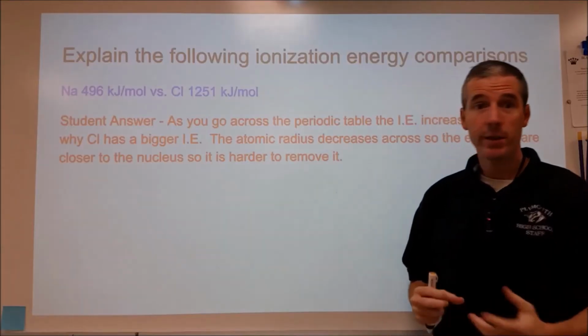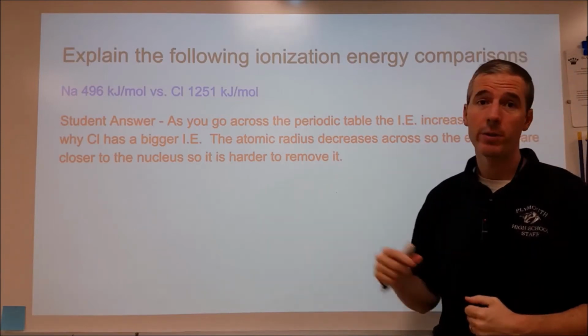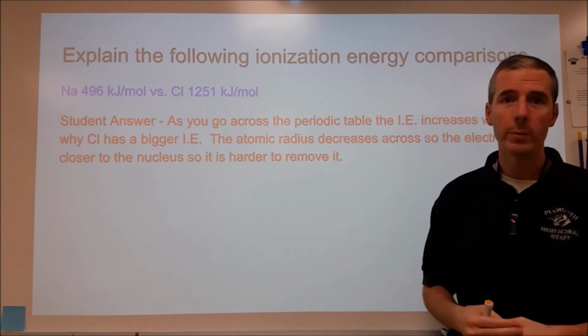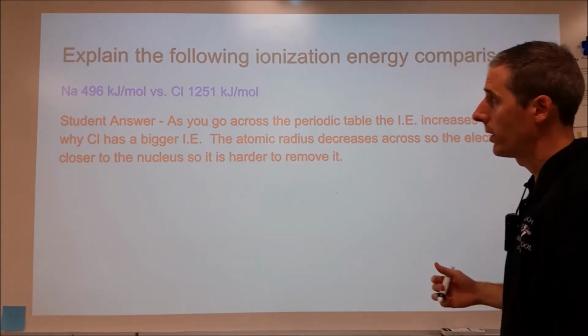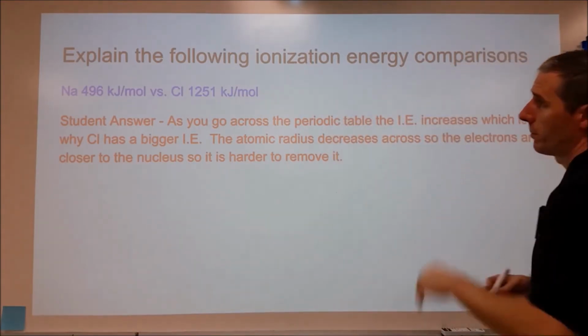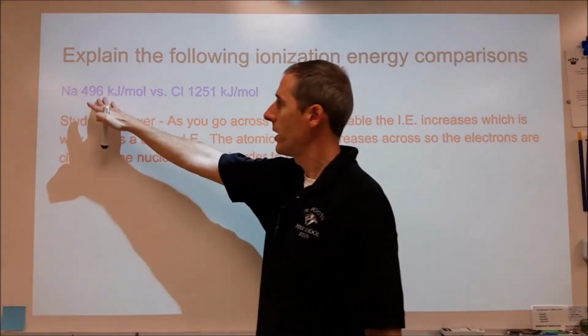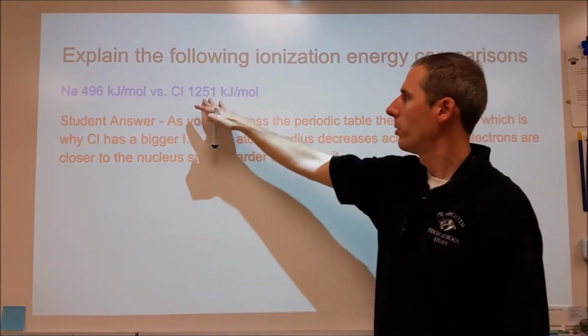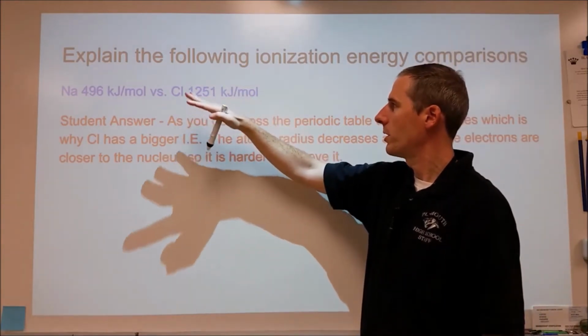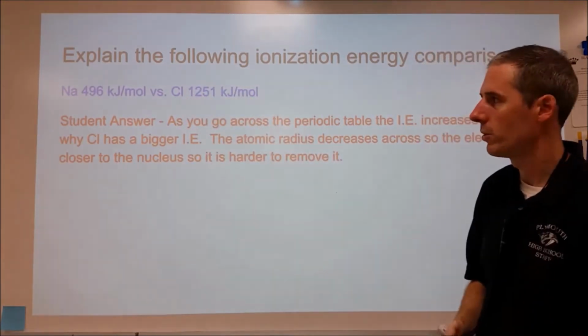Welcome to CheMistakes. Here we go through actual student answers, why they're wrong, what can be done to improve them, and try and build an understanding through them. So here our question is, explain the following ionization energy comparisons. We have sodium, which has a first ionization energy of 496 kilojoules per mole, and chlorine, which has a first ionization energy of 1,251 kilojoules per mole.